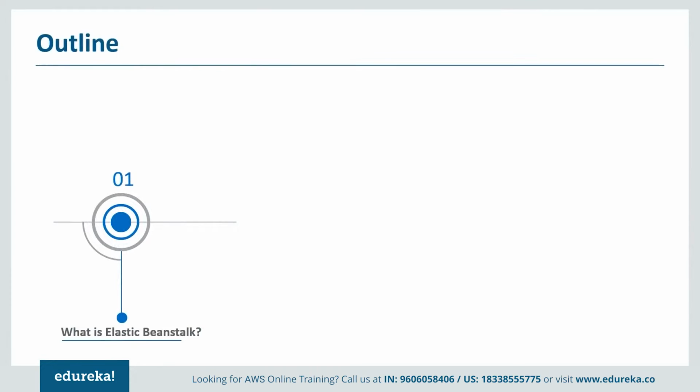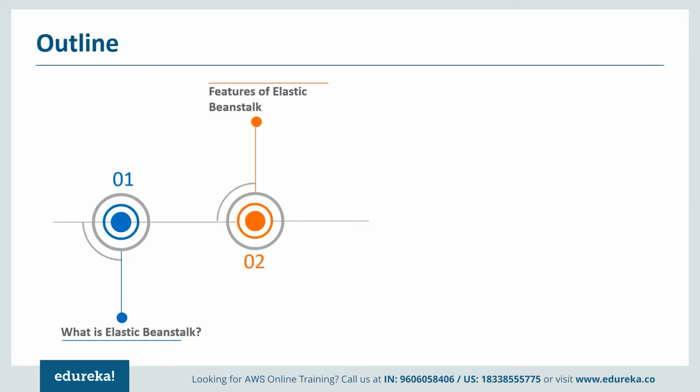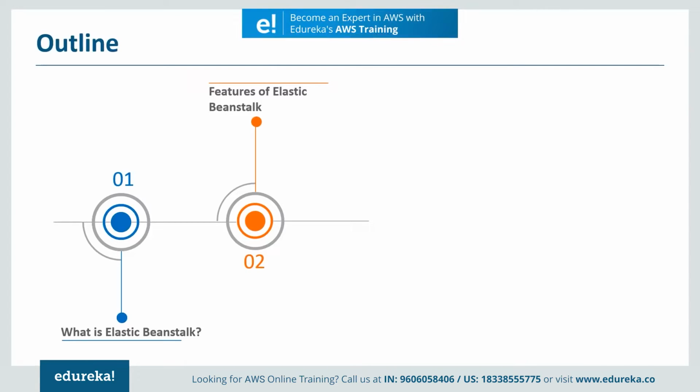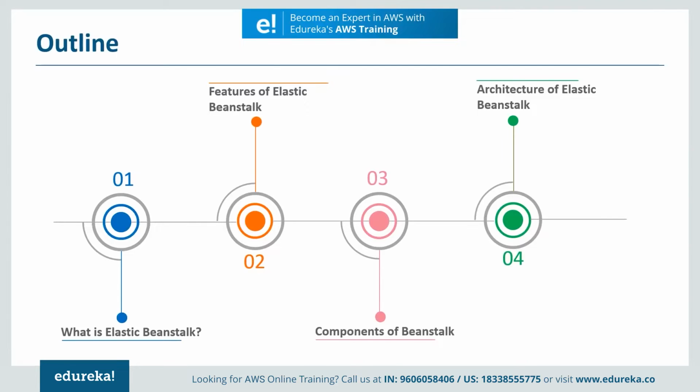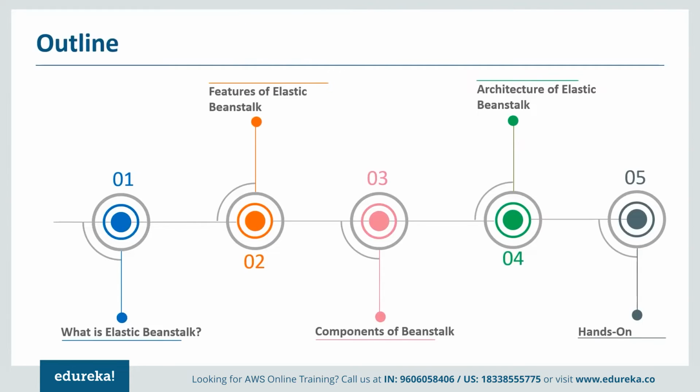Firstly, we will see what Elastic Beanstalk exactly is, and then we'll discuss certain salient features of Elastic Beanstalk. Moving on, we'll try to understand Elastic Beanstalk a little deeper by taking a look at its components and then at its architecture. And finally, we'll try to deploy an application on Elastic Beanstalk for practical understanding of the concept.